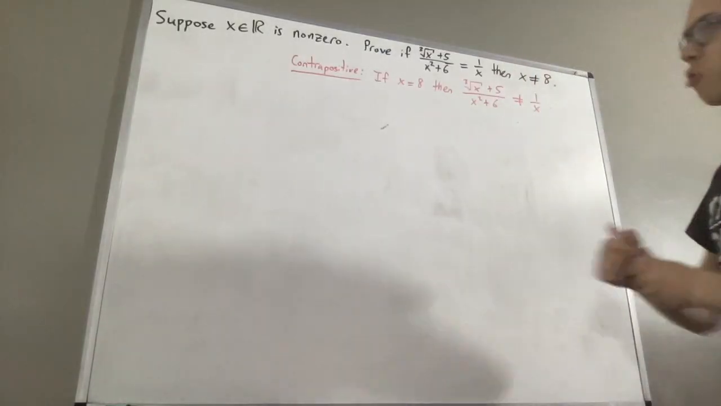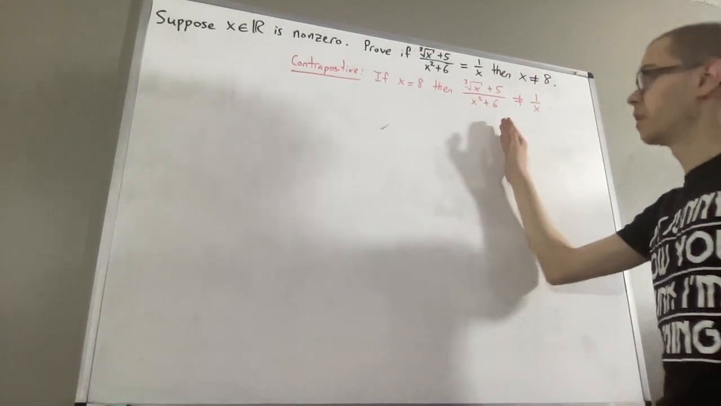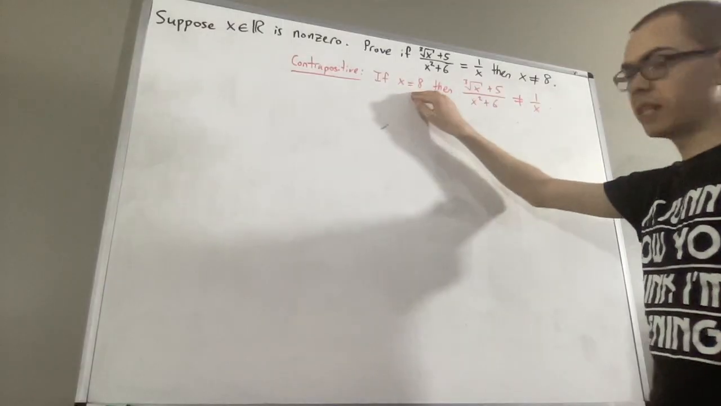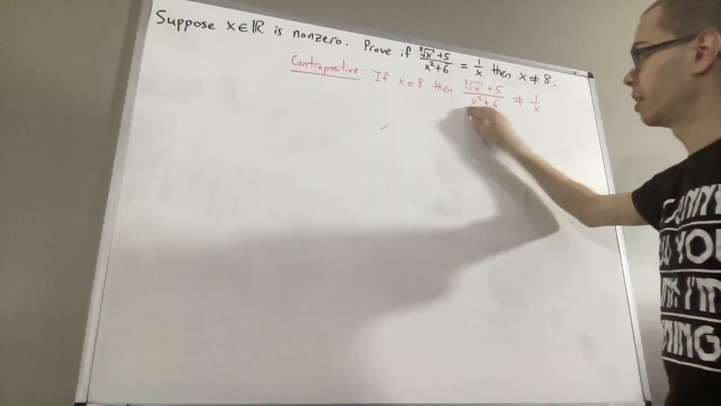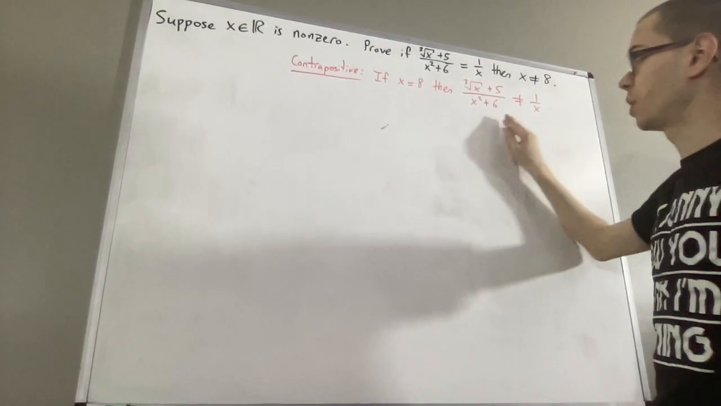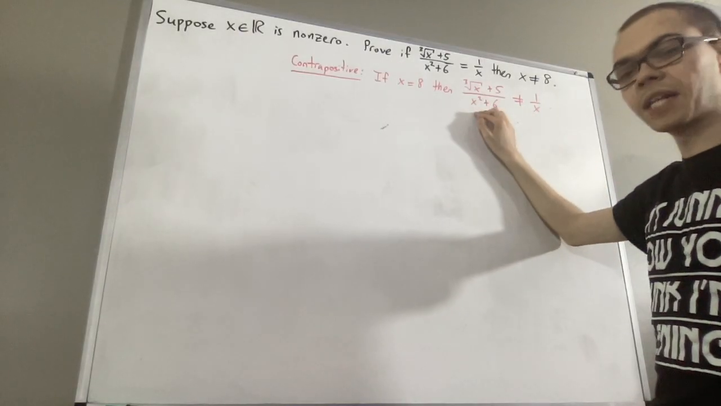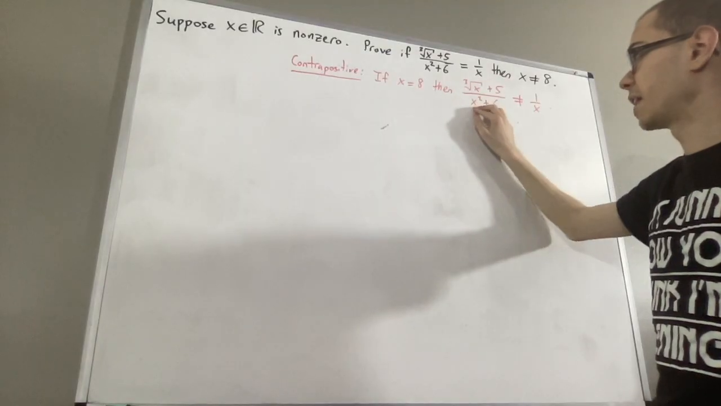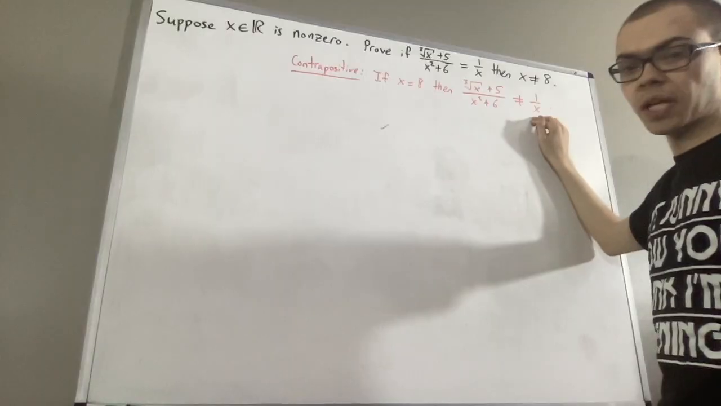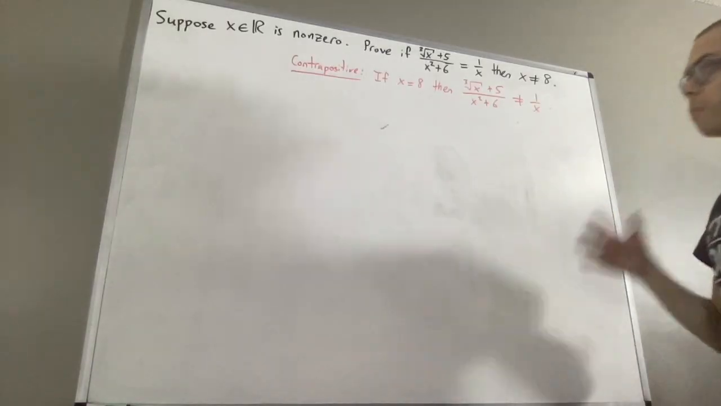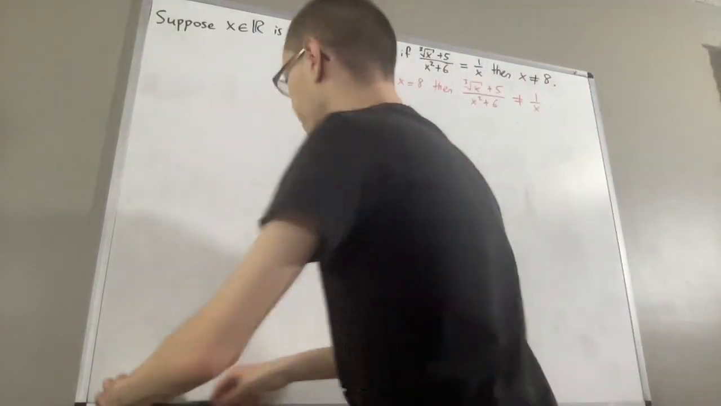It seems like the contrapositive might be easier to prove, because if we make the assumption x is equal to 8, we should be able to easily logically deduce that this is true, because all we'd have to do is substitute x in for 8 on the left-hand side, substitute x in for 8 on the right-hand side, show that both sides aren't equal. So let's prove the contrapositive.